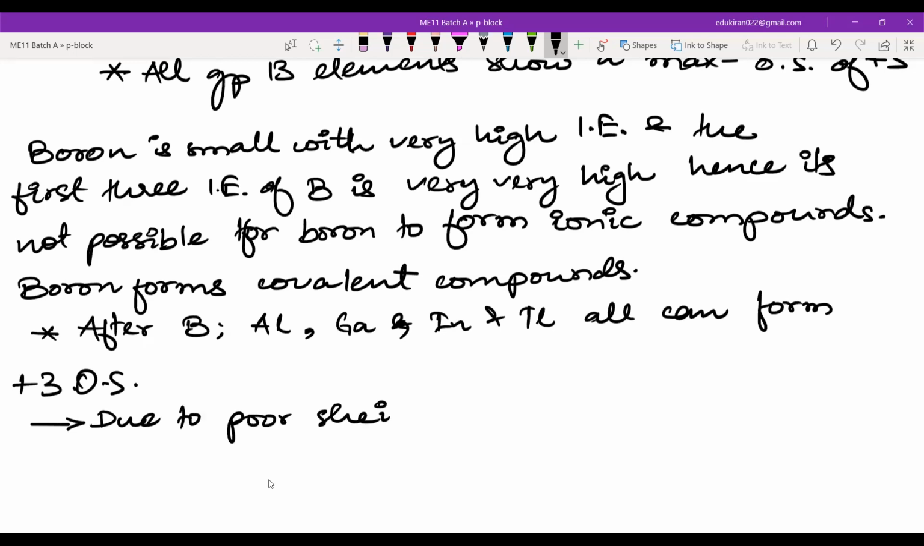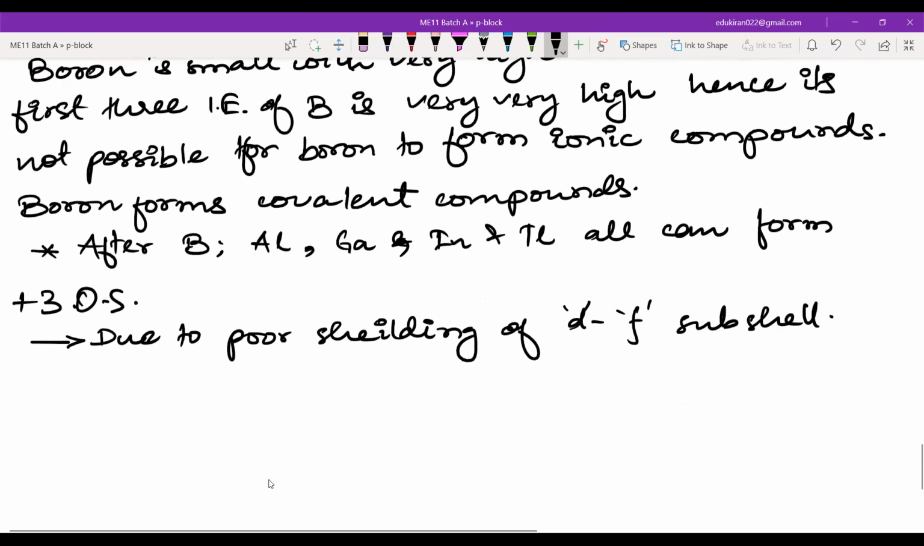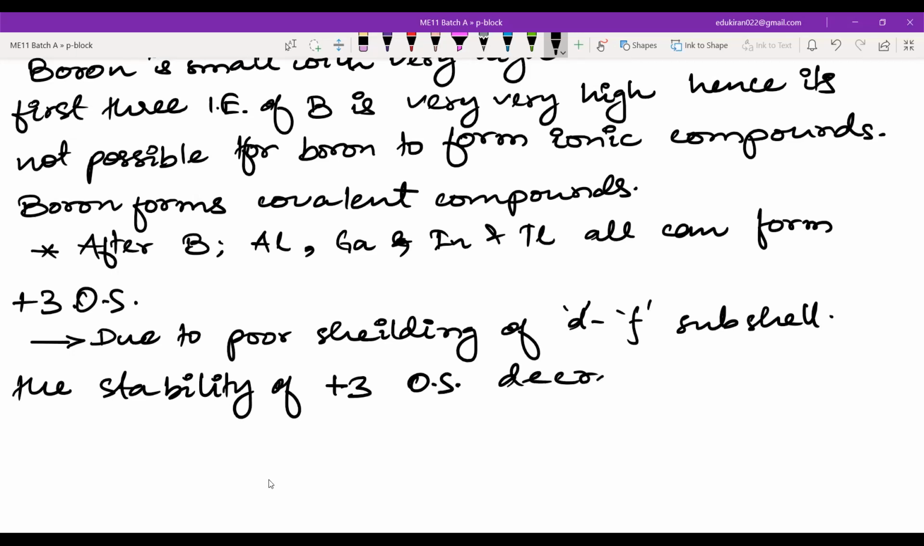poor shielding of d and f subshells or orbitals. And since they are poor shielding, what will happen? Due to poor shielding of d and f subshells, the stability of the +3 oxidation state decreases down the group.